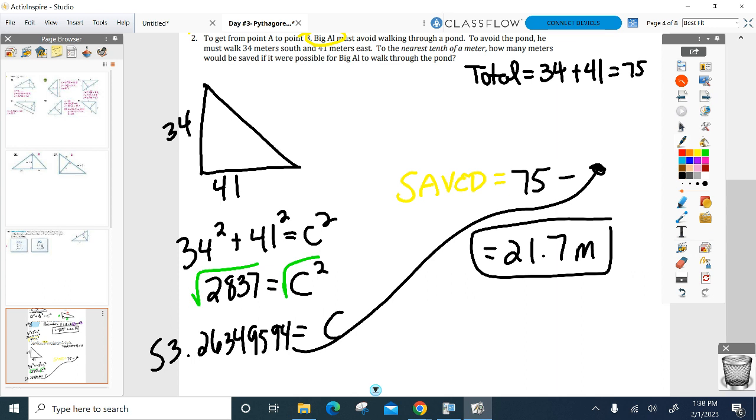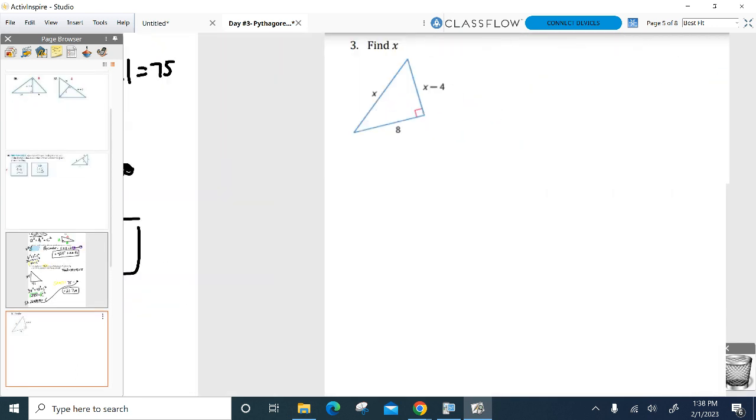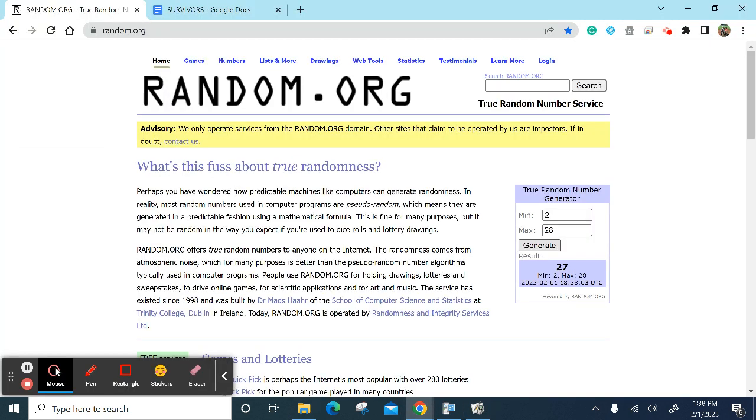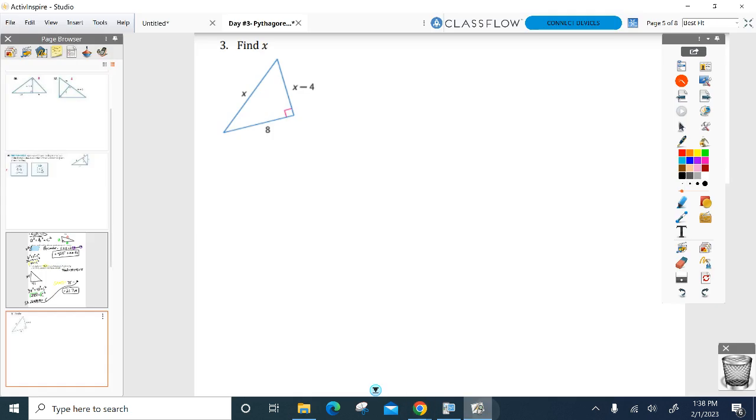Oh, what's that you say? You want to do a high-level algebra problem? Sure, you got it, guys. I know you were waiting for one. Doesn't look like much, right? Pretty basic. I got a right triangle. I know 3 sides. Who's going to set up Pythag for me? 8 squared. Yeah. Plus x minus 4 squared. Okay, let me stop you there.